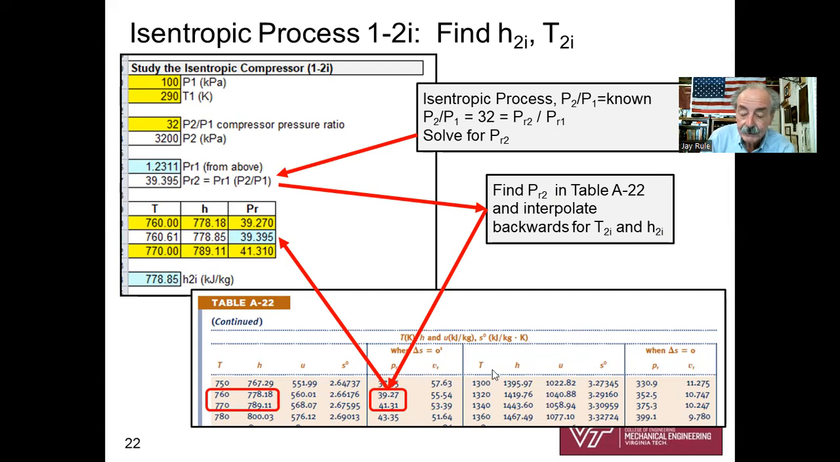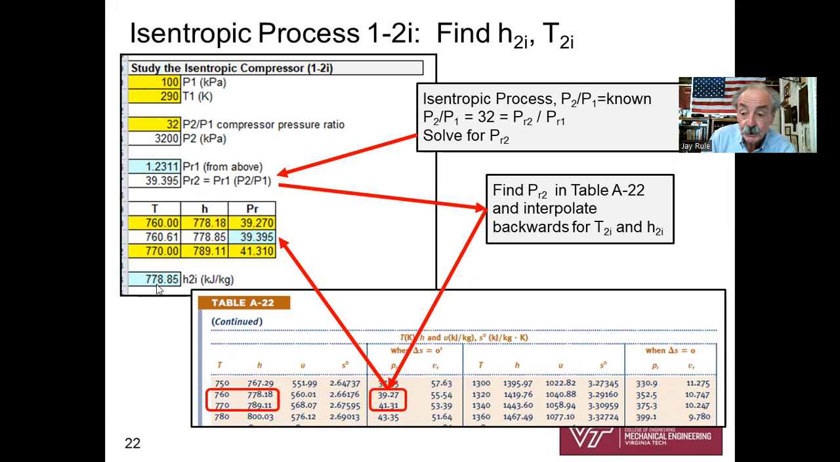Let's go back to, and that's going to enable us to find T2I using table A22. Let's go look for 39.39. Okay, it's in between these two numbers. Here's PR in between these two numbers. We're going to have to interpolate to find H2I as well as T2I. And so here we go. Here's the linear interpolation in the solution.